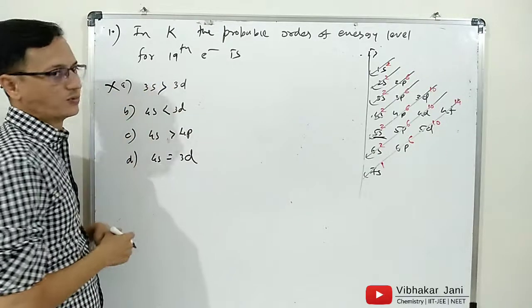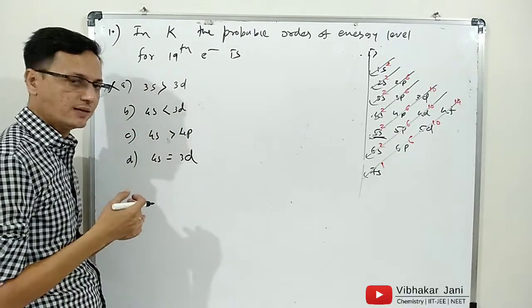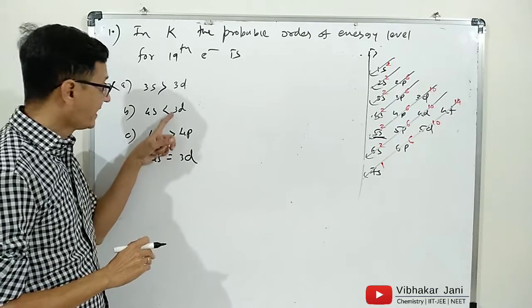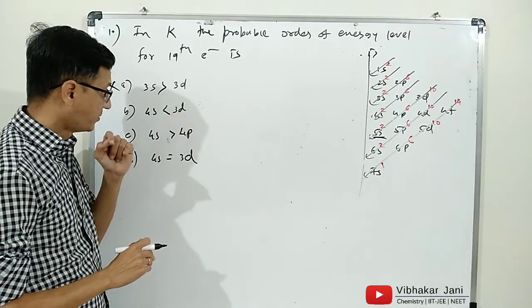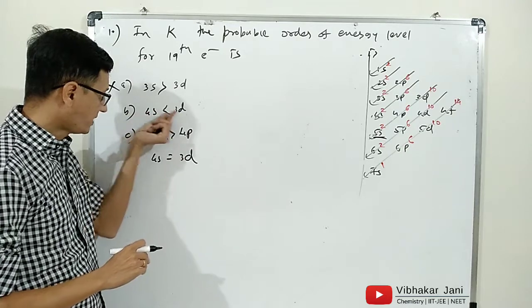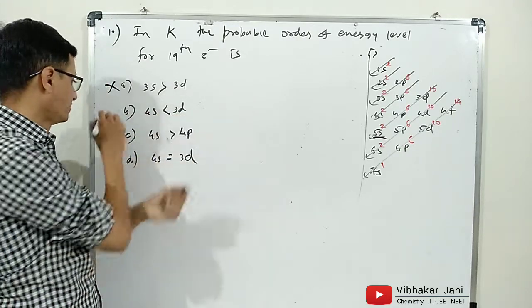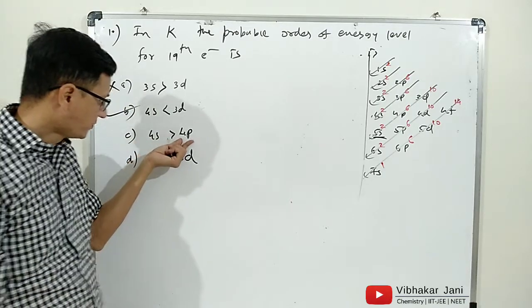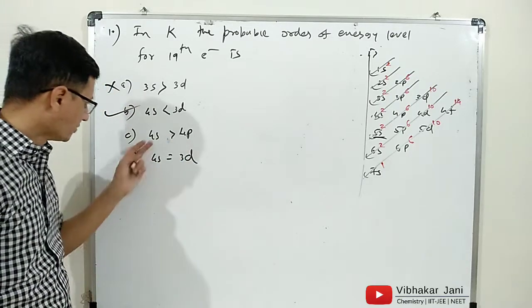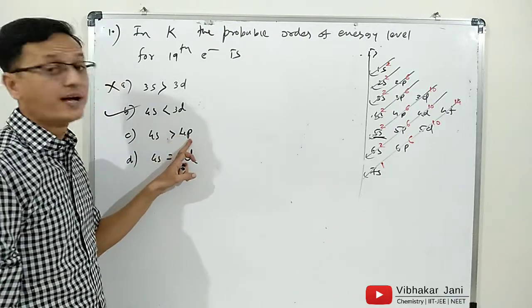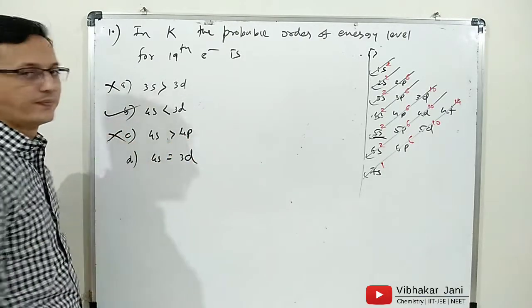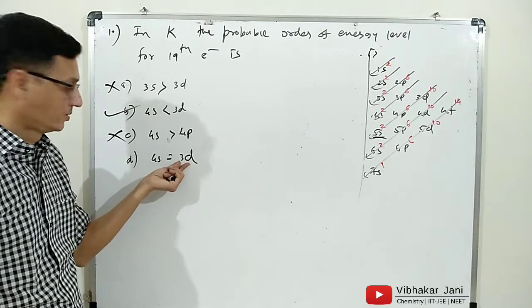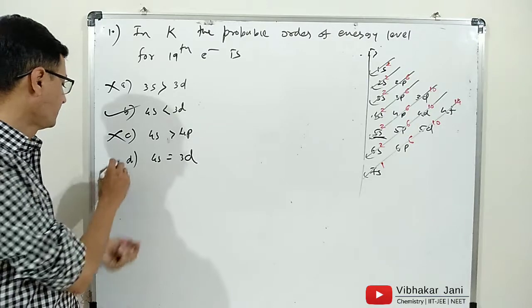Now we have to check this. Now 4s and 3d: 4 plus 0, that is 4, and 3 plus 2, that is 5. So the n plus l value of 4s is less than that of 3d. So this will be the correct answer. Okay, 4s is greater than 4p, it is said. So 4 plus 0 and 4 plus 1, that is 5. So this is wrong. And 4 plus 0 and 3 plus 2, this is 5 and this is 4, so that is also wrong.